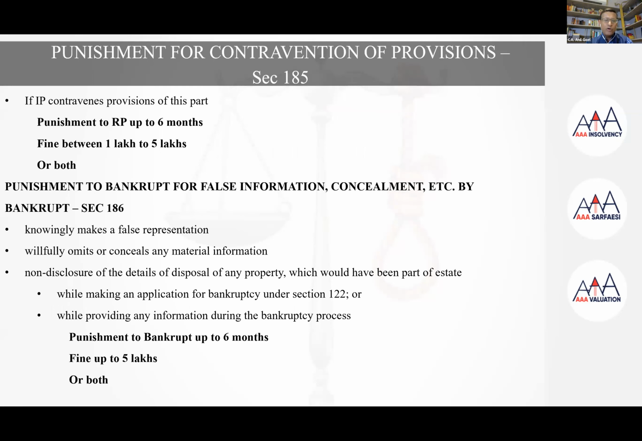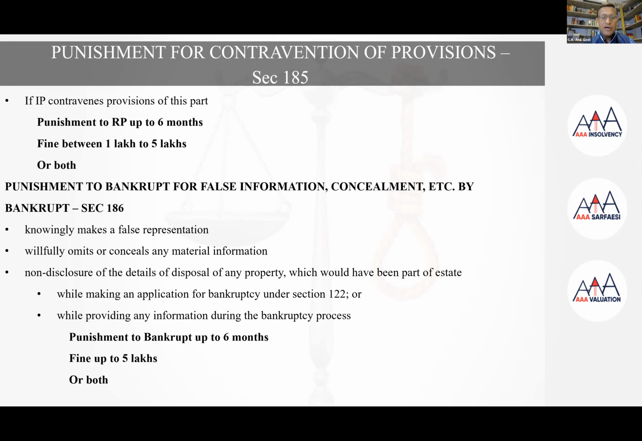Then coming to section 185, and this is on IP. That means this is on RP or the BT. And the IP contravenes provisions of this part. Any provisions which are contravened, there is a punishment to RP up to 6 months, and the fine is between 1 lakh to 5 lakhs. This punishment to insolvency professional is strange over here, because it is only for contravening the provisions of this part. So that's the offense, and the punishment is imprisonment for 6 months.